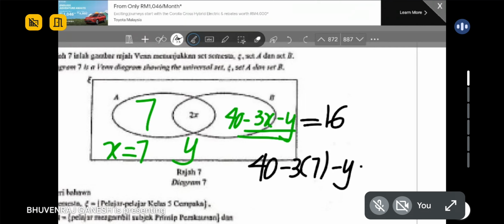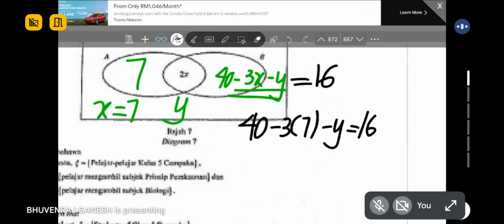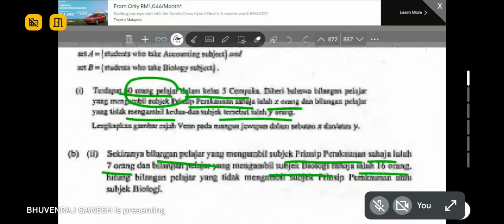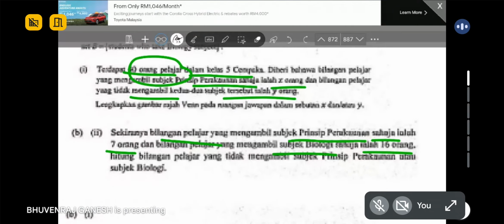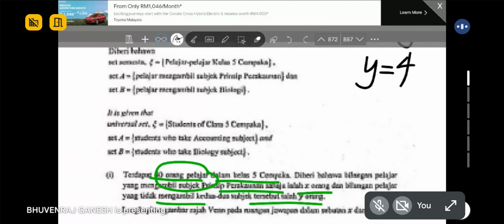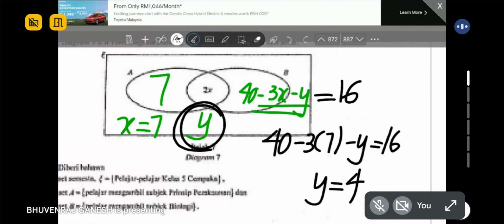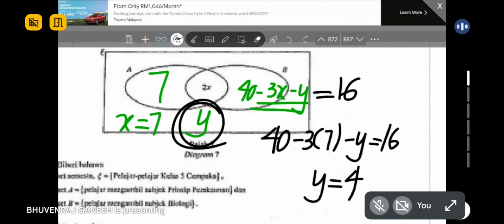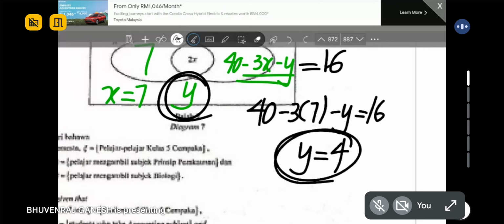Okay, so X equal to 7 kan? So you guys can substitute. X equals 7. So Y is equal to how much? You should get 4. Am I right? 4. Y equal to 4. Okay, and the question say hitung pelajar yang tidak mengambil perakaunan dan biologi. Okay, so they want you to count Y lah. That doesn't take A or B. Don't want both. Okay, so the answer is Y equal to 4.